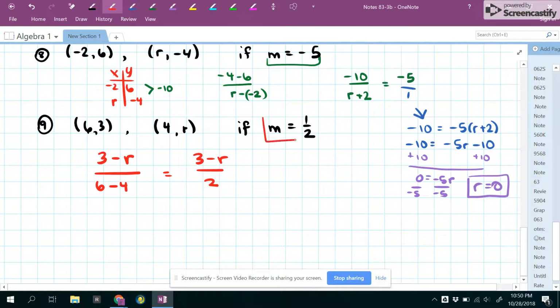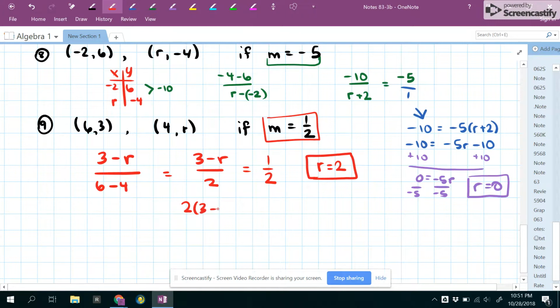And we know our slope, so we need this ratio to equal 1/2. And again, this is one where you could probably look at it and figure out what r equals. If 3 minus r over 2 needs to equal 1 over 2, then r should be 2. But if you wanted to do the math for this, you would again cross multiply.